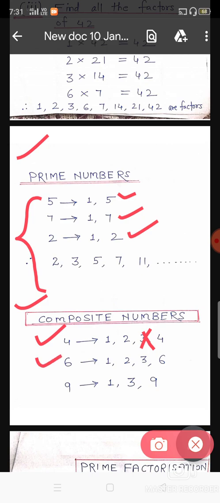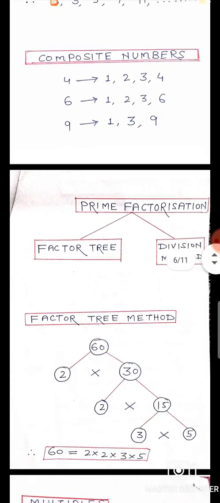Same thing in 6. How many factors does 6 have? 1, 2, 3 and 6. It also has more than 2 factors. There are 4 factors we can observe here. In 9 we can write 1, 3 and 9 are factors of 9. It also has more than 2 factors. So 4, 6, 9, and so on, these numbers are composite numbers which have more than 2 factors. Okay, very good. Let's move to next.